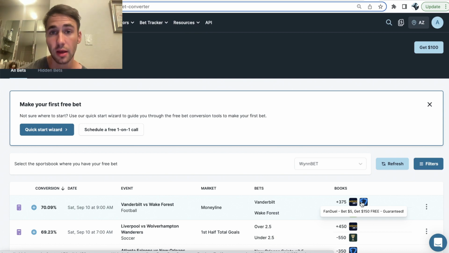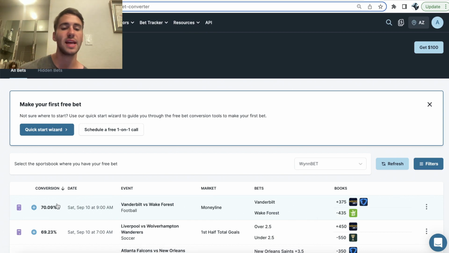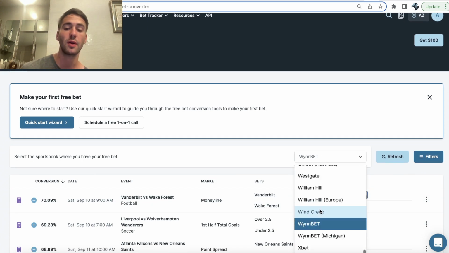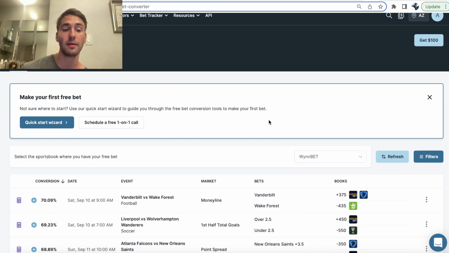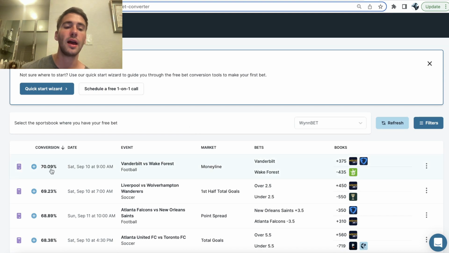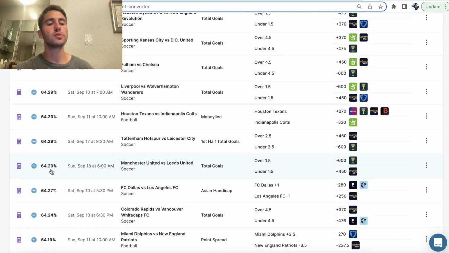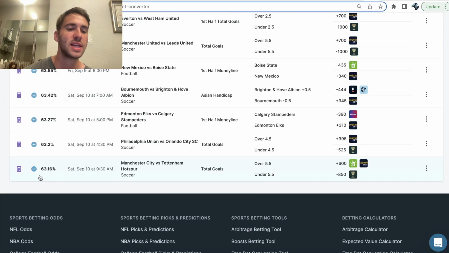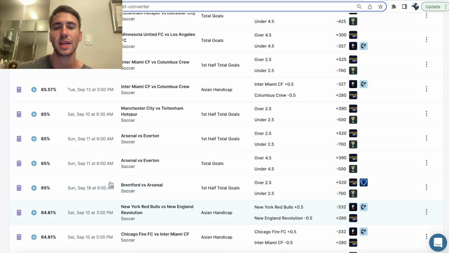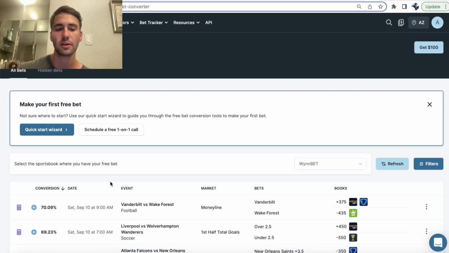at the highest possible rate. In this example, you can see currently the best free bet opportunity, and you just put in your sportsbook here where you have the free bet. So if I have a $200 free bet, let's just say my free bet were for $100, right? 70% conversion means you're turning a $100 free bet into $70 risk-free profit, okay? Now, if you scroll down, 63% conversion means you're turning a $100 free bet into $63 in risk-free profit. Obviously the higher conversion percentage, the better, and it will depend on the sportsbooks in your location.